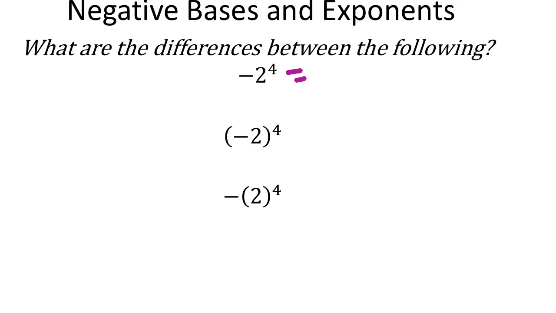But this first example, I know it's negative 2 to the power 4, but how many negatives are there? There's really only this one negative, okay? And that's because the base is positive 2. The negative really is on the outside of that exponential expression right now. So it's really negative 2 times 2 times 2 times 2.